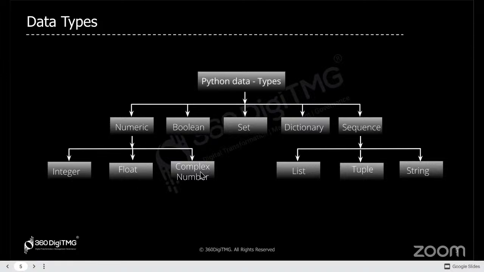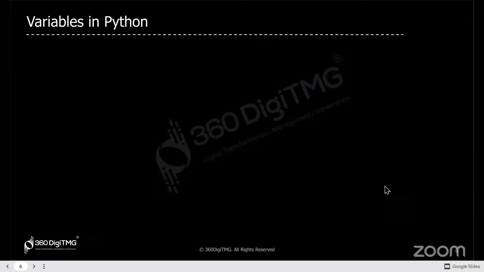Numeric, we have integers, floating, and complex numbers. We have Boolean as another data type. Set is another data type. Dictionary is one data type. When you have to store data in a sequence, again, you can use list or you could use a tuple. And string, of course.